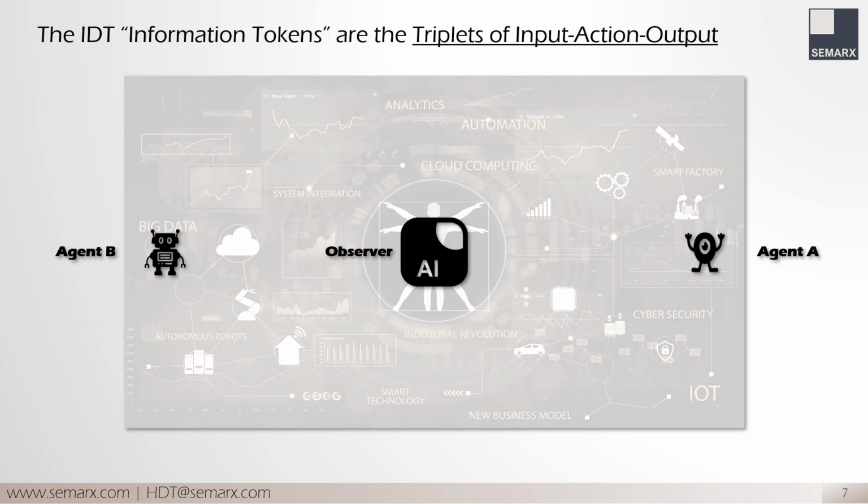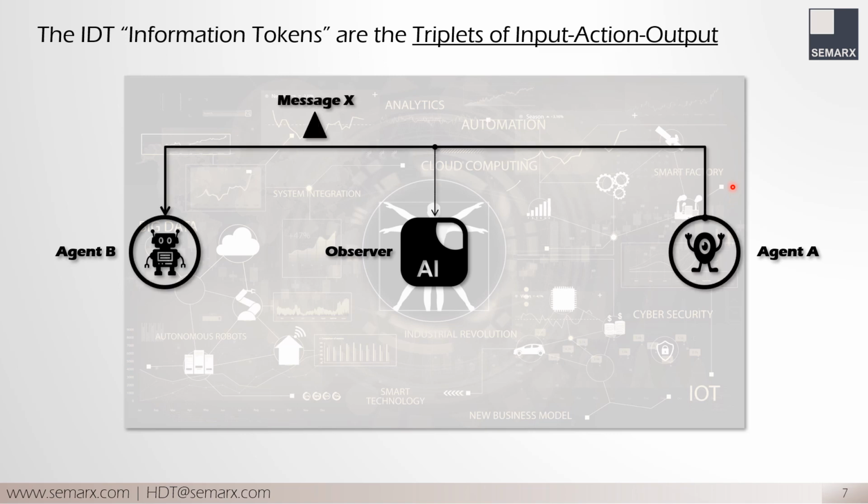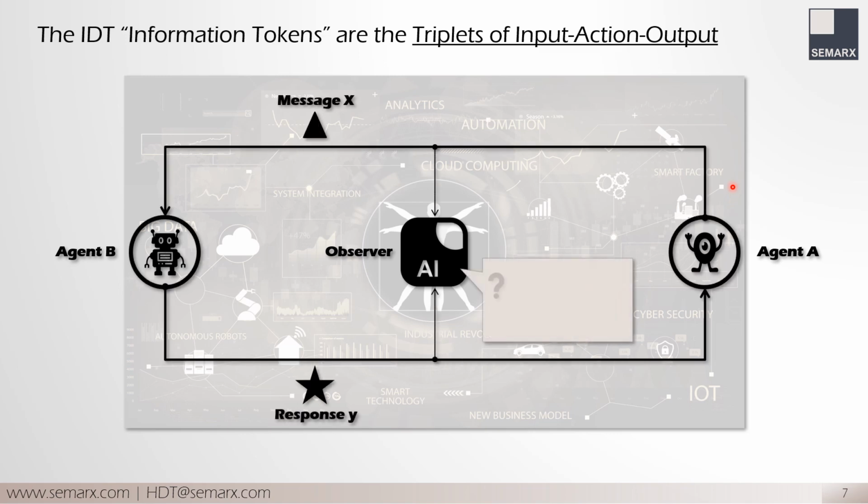The information tokens used in the Information Digital Twin platform are made up of an input-action-output triplet. In terms of communication, the triplet is made up of a sequence of a sent message, received response, and corresponding response, which is the minimum number of messages necessary to evaluate the communication effectiveness between a sender and a receiver. An AI instance seeing two agents interacting can determine that each time agent A sends message X to agent B, it receives answer Y. So, it learns that agent B associates the receipt of message X with response Y.